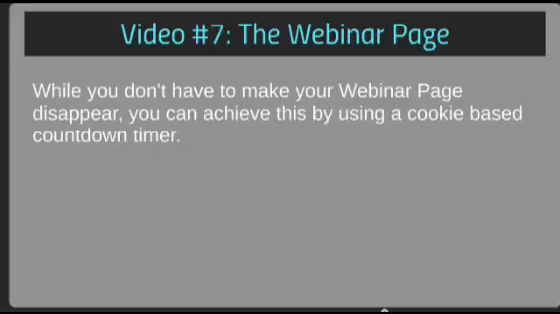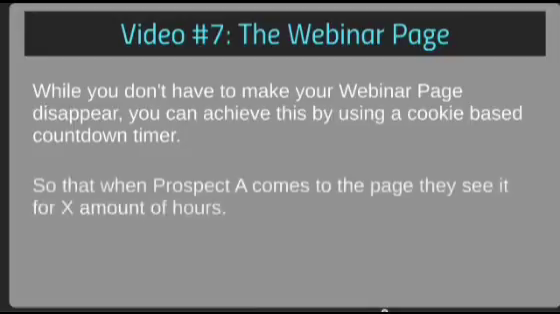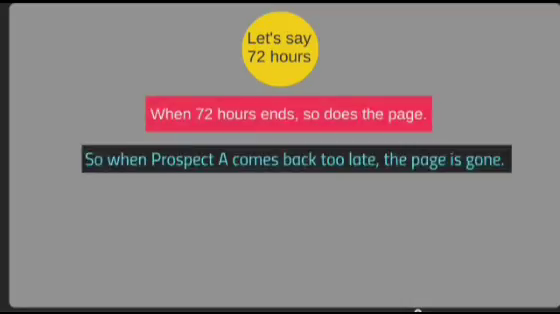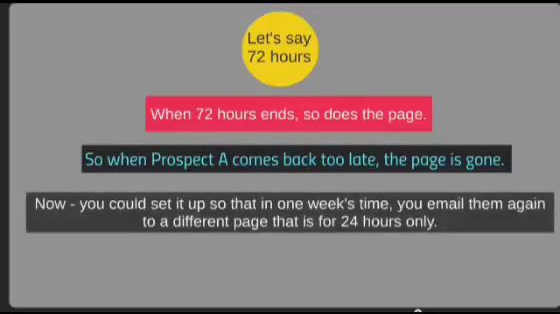Now, while you don't have to make your webinar page disappear, and you don't necessarily have to use the close or anything like that, you can achieve this if you want to by utilizing a cookie-based countdown timer. So that when prospect A comes to the page, they see it for, let's say, 72 hours. They're warned that it's actually going to disappear, and when they come back to the page after it has ended, it will have disappeared. So 72 hours, it ends, so does that page. If they come back, the page is gone.